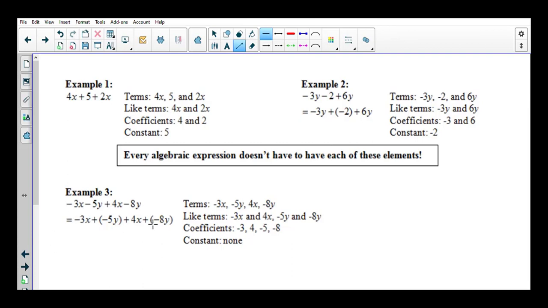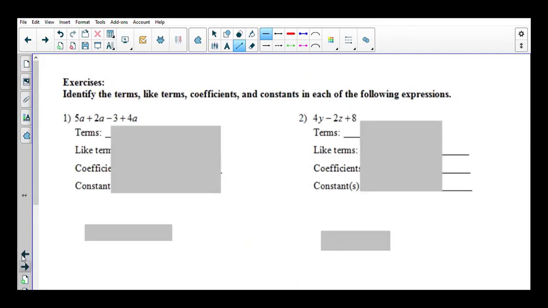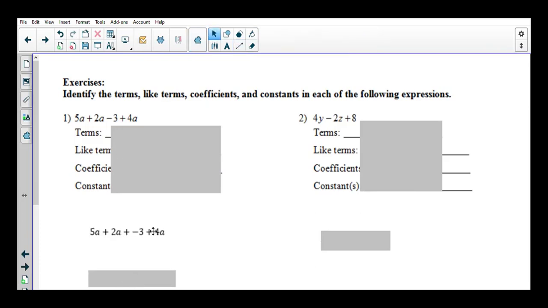So let's go through some practice of identifying terms, like terms, coefficients, and constants. And again, I can't stress enough that while this may not be the most important topic, these words are going to be used throughout this year and in future years, so I want you to be familiar with them. So in the directions, it asks us to identify the terms, like terms, coefficients, and constants. Before we do that, though, please rewrite your expression using addition like I did down here.